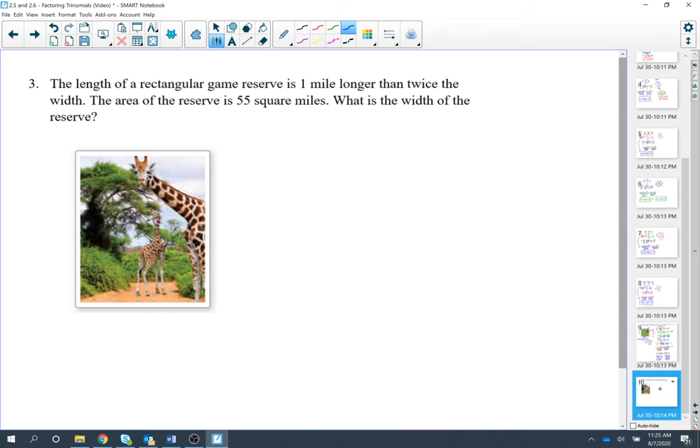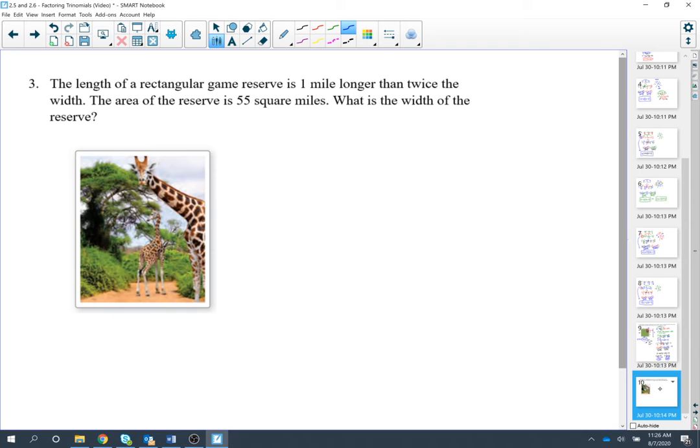Last one, number 3. The length of a rectangular game reserve is 1 mile longer than twice the width. The area of the reserve is 55 square miles. What is the width of the reserve? So again, you could probably start this one with mental math.